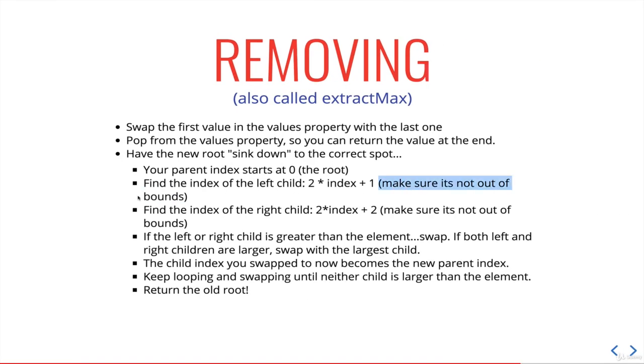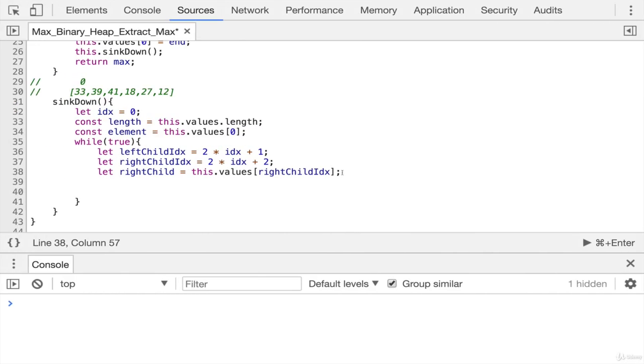And I added this right here. Make sure it's not out of bounds. So I'm going to do that before we actually access the value. I'm going to just, for now, initialize or declare left and right, but leave them, I'll call them left child and right child, and just leave them empty.